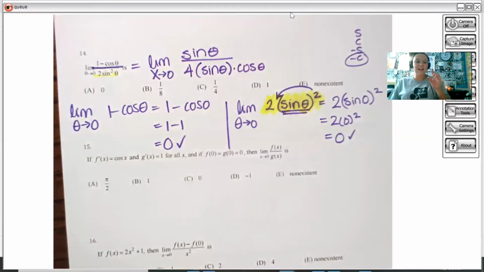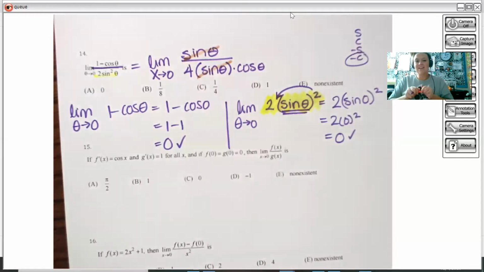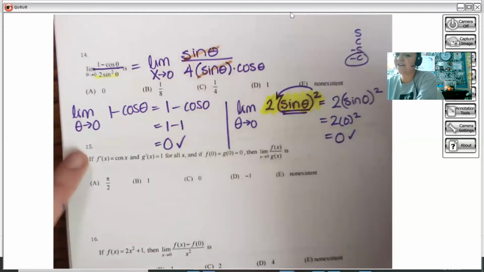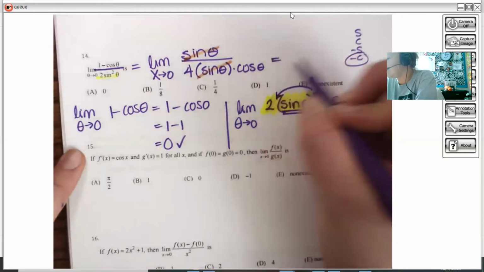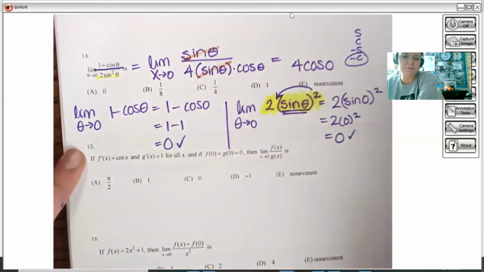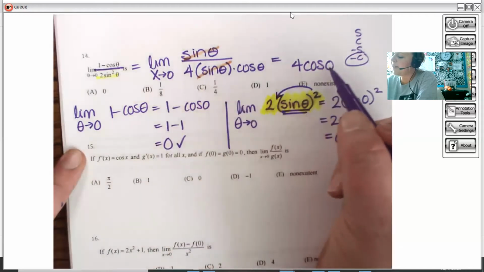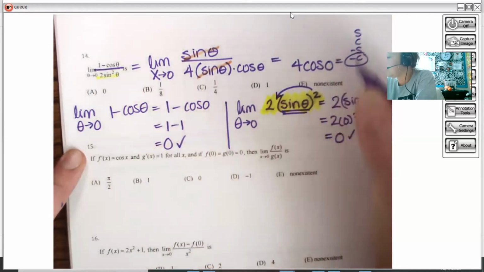And then look what happened. Sine theta on top, sine theta on bottom. You know what to do. Cross them out. And then your answer is just 4 cosine theta. But then I can, of course, plug in the 0. Remember, cosine of 0 is 1. So that's 4 times 1.